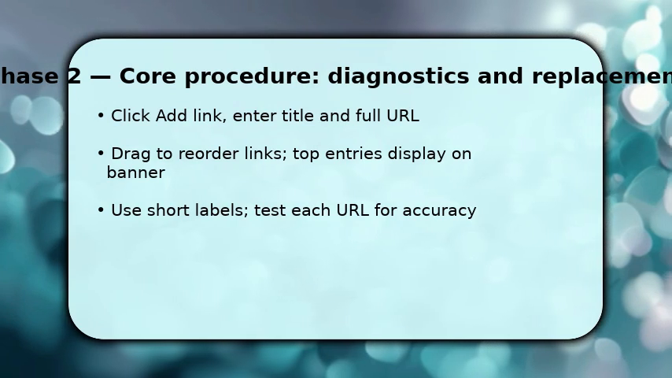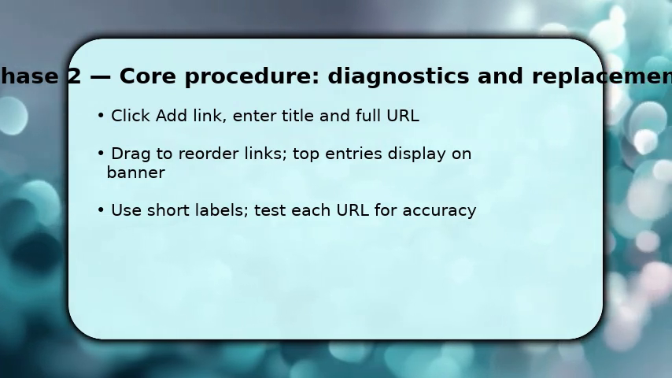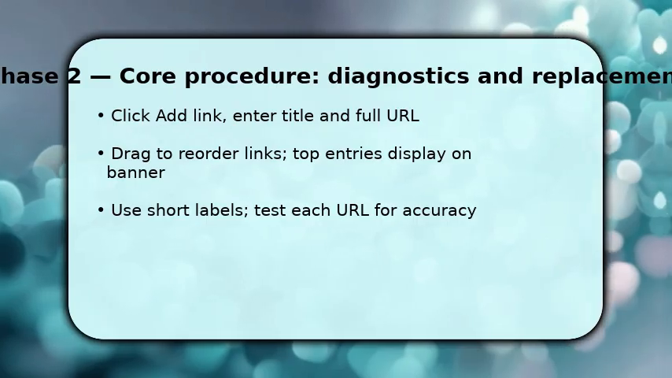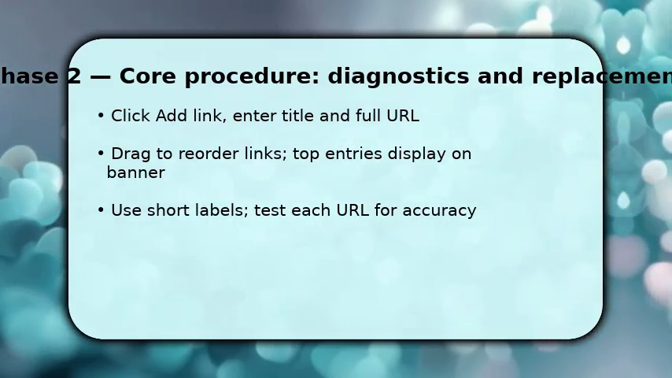Now you add each link and arrange its order. Click Add Link, type a clear title, and paste the complete URL. This tells YouTube what to show and where it goes.